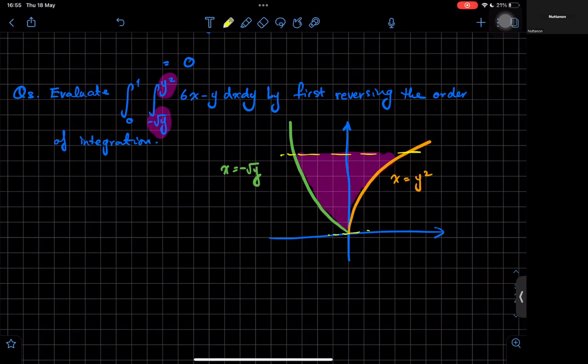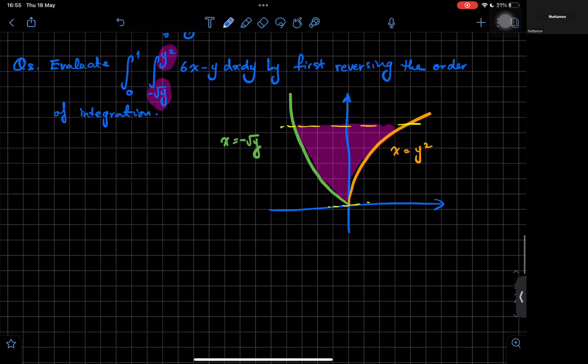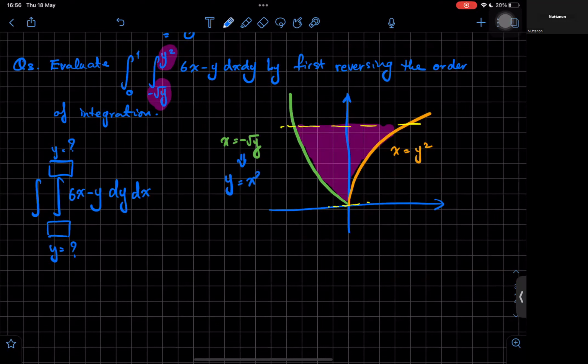Okay, when you want to do the reverse order of integration, you want it to be the integral of 6x minus y, dy dx. You need to write the boundary equations as y equal to something and y equal to another thing. So you change x equal to minus square root y, and you will have y equal to x squared, and for the other one you get y equal to square root of x.